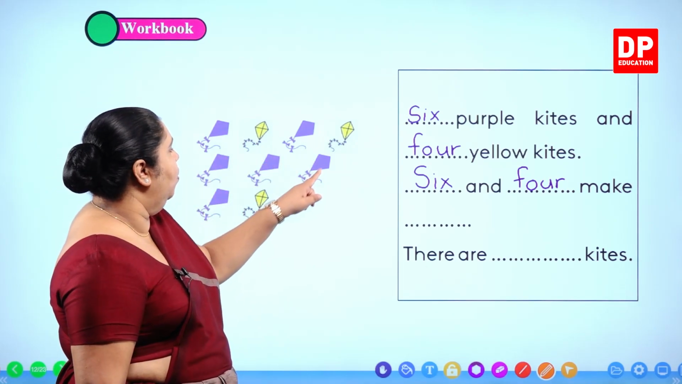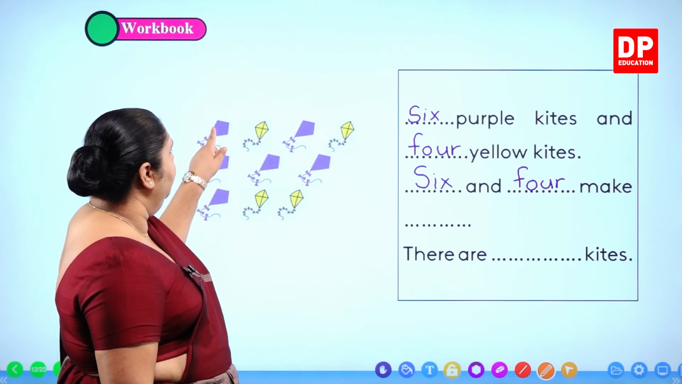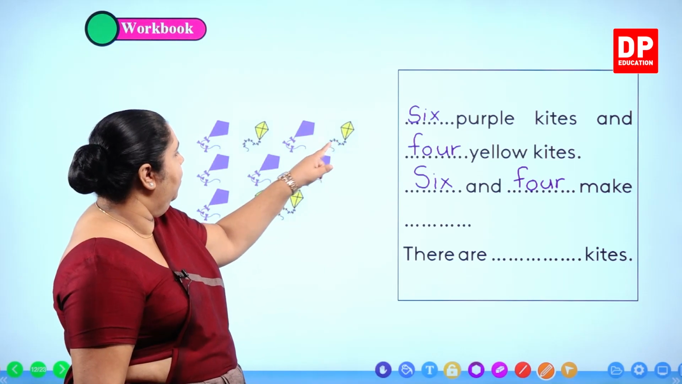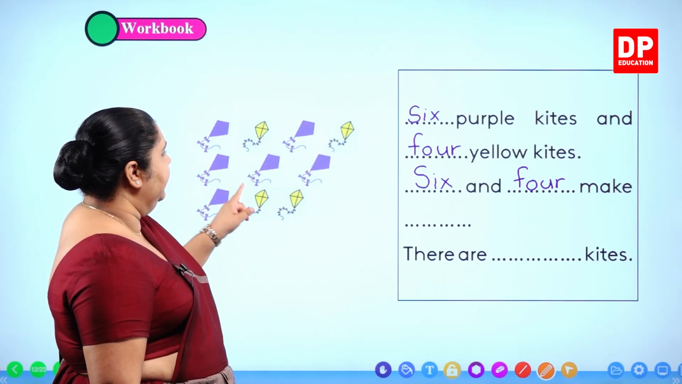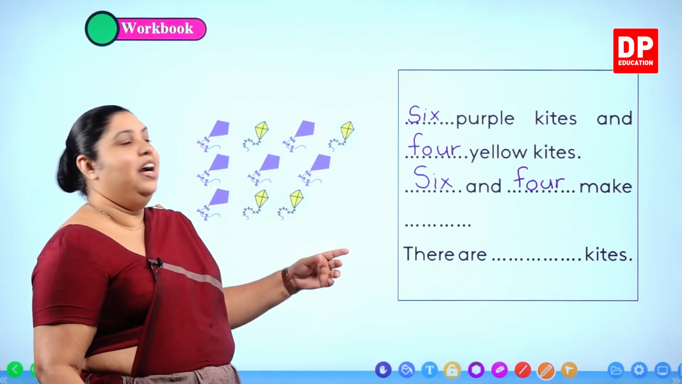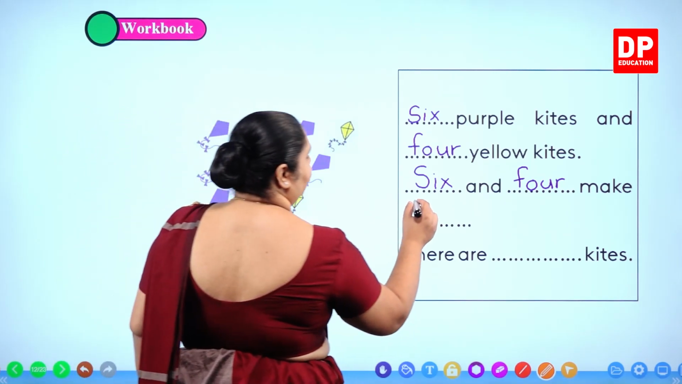Shall we count all the kites and see? 1, 2, 3, 4, 5, 6, 7, 8, 9, 10. How do we write the word 10? That's so easy.